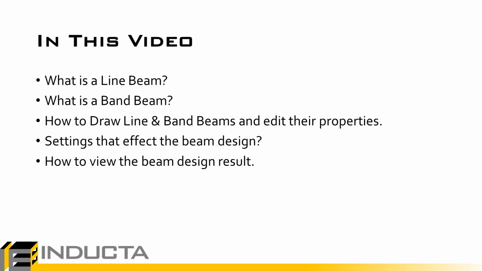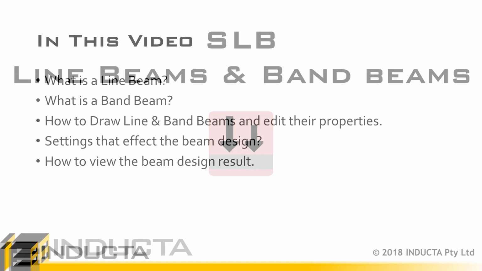So, a summary of what we've covered in this video: we've discussed the difference between a line beam and a band beam and how we model that within the SLB software. We figured out how to input band beams and line beams in the program and edit their properties and what settings will affect the design. We've also had a look at how to design the beam, view the results, and query the results produced by the software. This concludes this video.